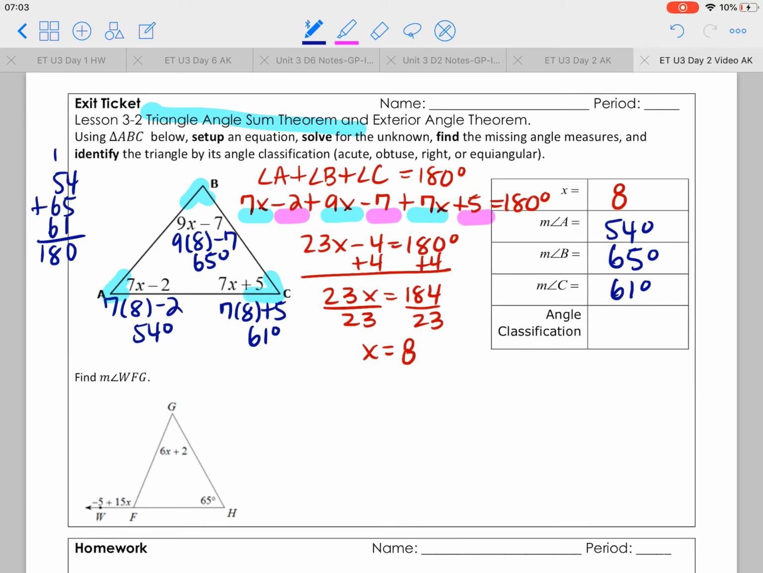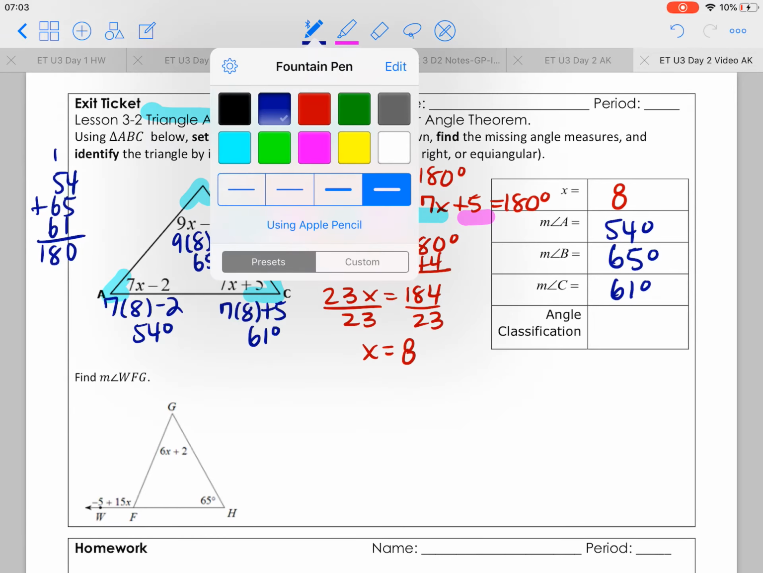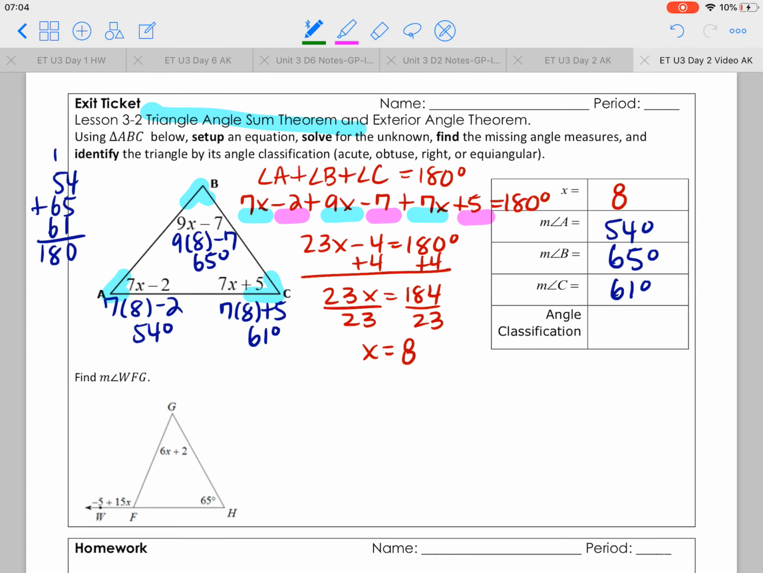Now I'm still not done. There's still one more part that I need to answer, and that's classifying this triangle. Based on these angles, I notice that all of the angles in this particular triangle are less than 90 degrees. So the classification for this specific triangle will be acute triangle. Okay. Now for the next one.